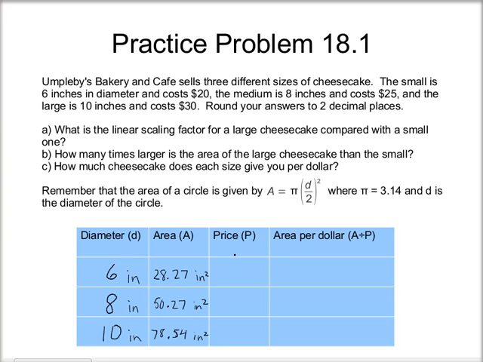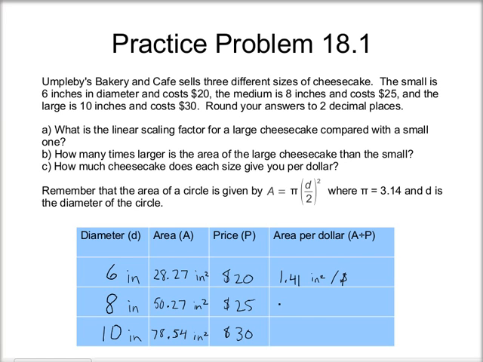I also know the price for each cheesecake. The small costs $20, medium costs $25, and the large costs $30. Now to find out how much cheesecake I get per dollar, I'm going to take the area and divide by the price. So A divided by P for my first row, my small cheesecake, I'm going to get 1.41 square inches per dollar.